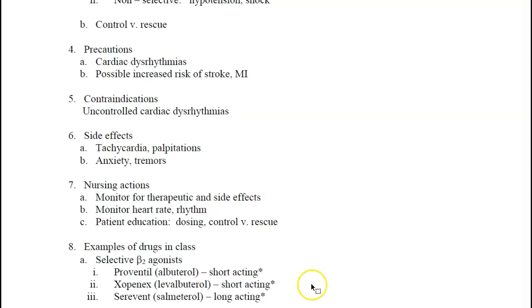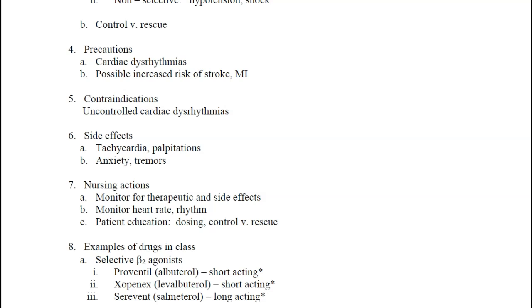So these are examples of drugs in this class. We have the selective beta 2 agonists. Those are more for your respiratory system, right? We have Proventil or albuterol. This is short acting. This is the most common thing that you see patients on who have asthma or other pulmonary illnesses that would require them to have a rescue medication. So oftentimes this is used as needed. So this is the Proventil or albuterol, which is short acting.